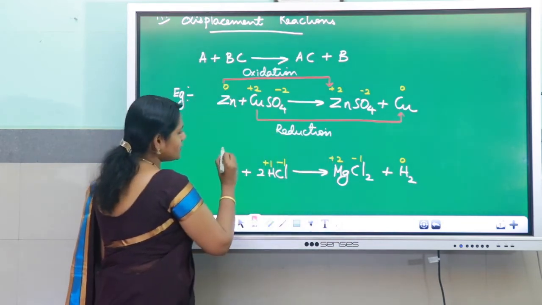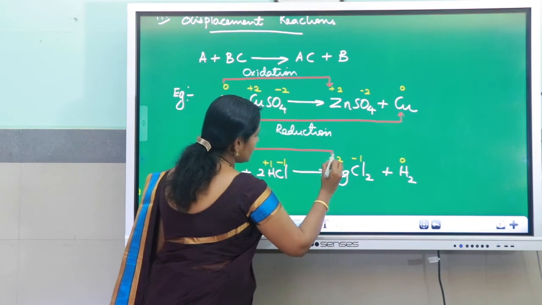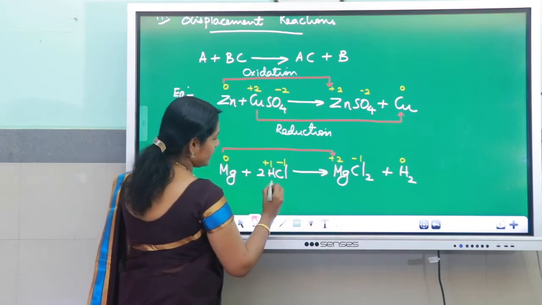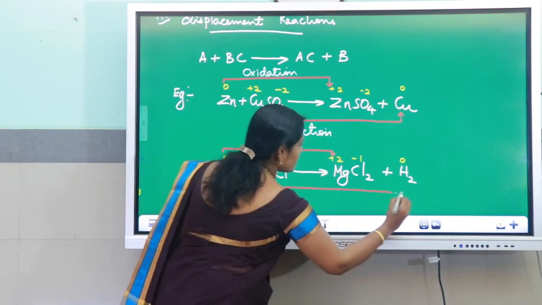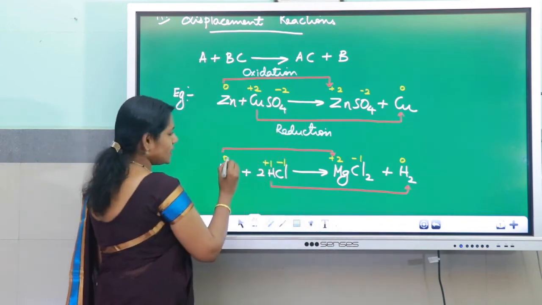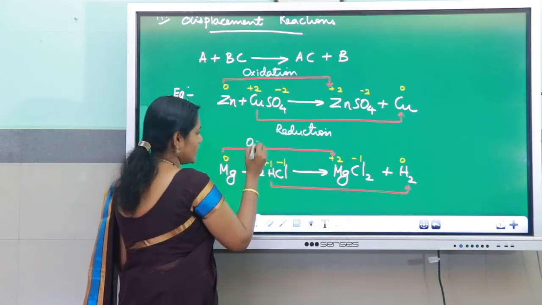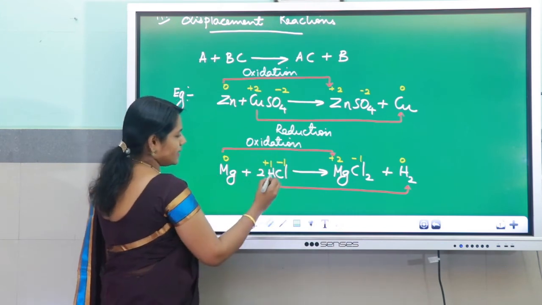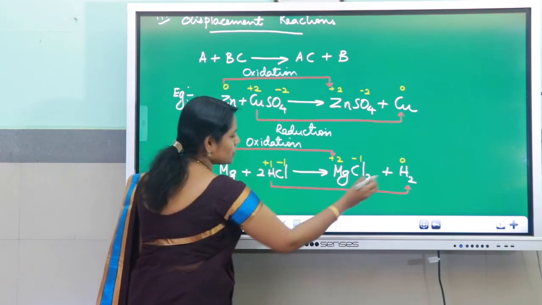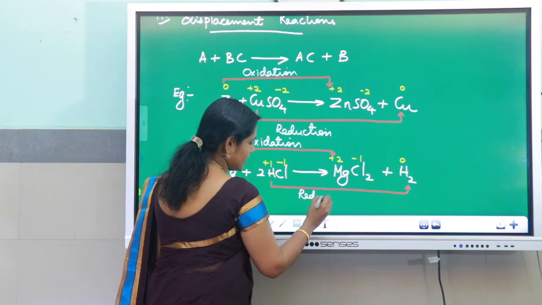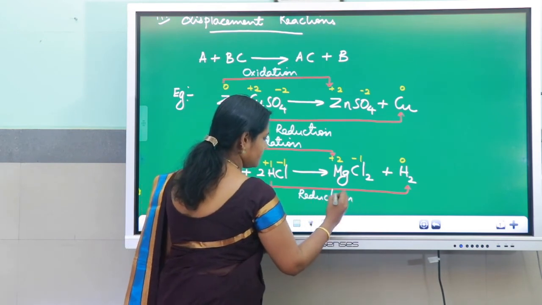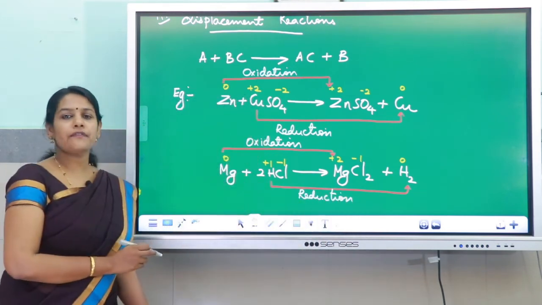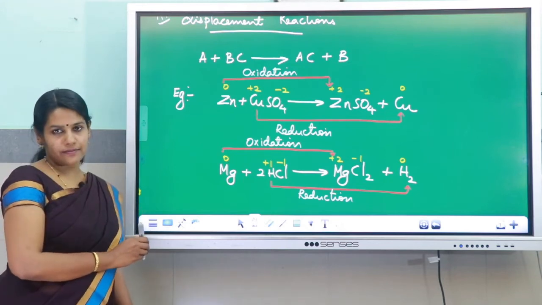Then magnesium 0 changes to plus 2, then hydrogen plus 1 changes to 0. So, here 0 to plus 2 is oxidation, there is an increase in oxidation number, then hydrogen plus 1 to 0 is reduction, there is a decrease in oxidation number. So, these are examples of displacement reaction.